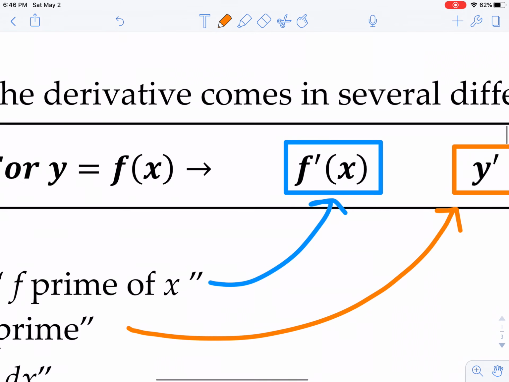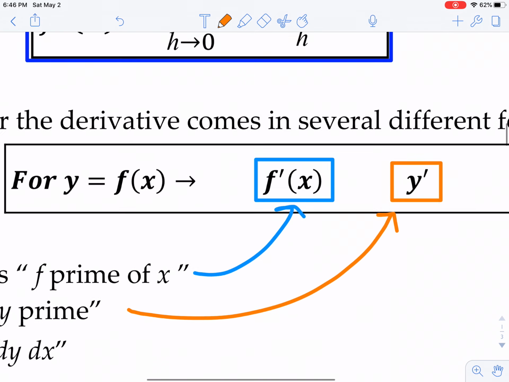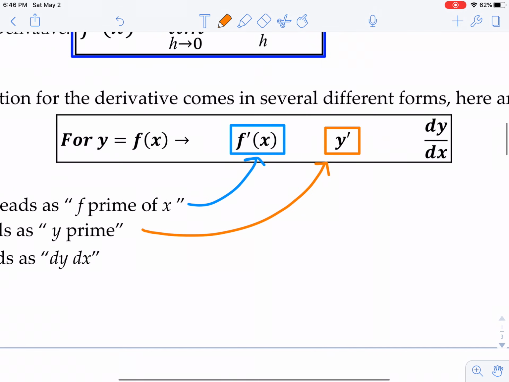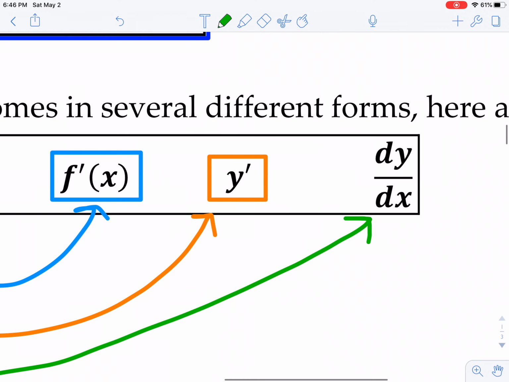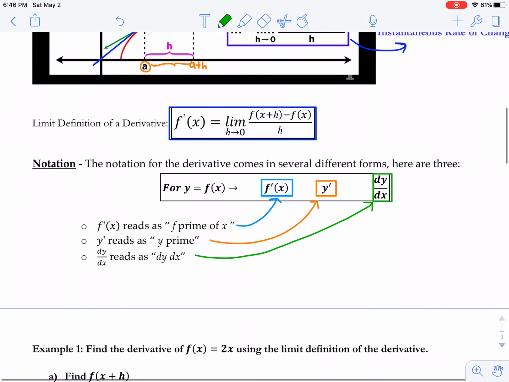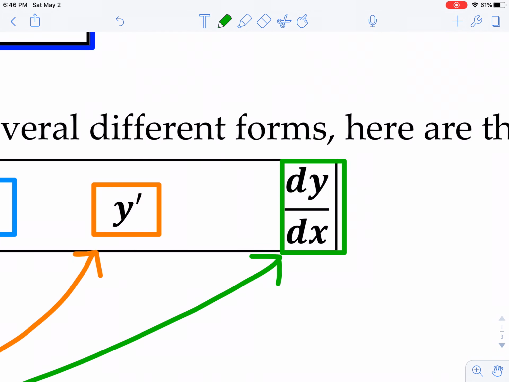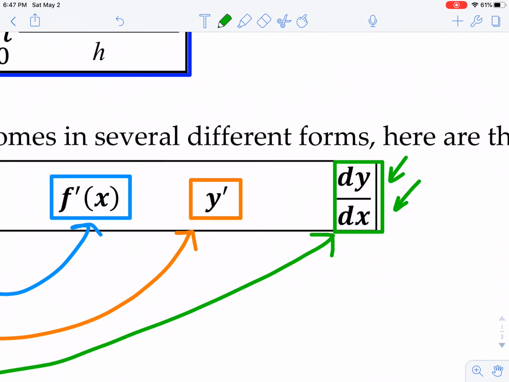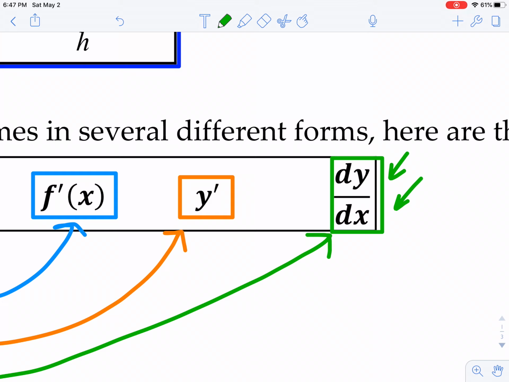It's just that the function is y equals, so y prime would be, we're looking for the derivative of that function. And the last way that you'll see a lot more probably next year is this. The way we read this is dy dx. It's not dy over dx, it's just dy dx. And again, that means the exact same thing as f prime of x and y prime. It just means take the derivative.